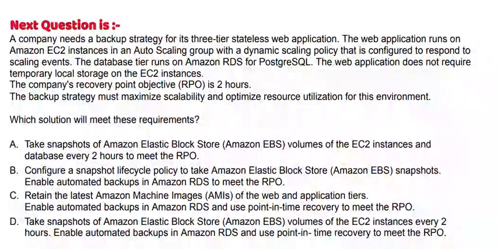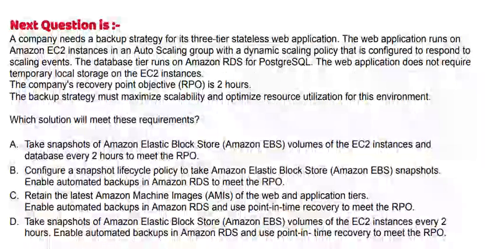The company's recovery point objective is 2 hours. The backup strategy must maximize scalability and optimize resource utilization for this environment. Which solution will meet these requirements? Option A. Take snapshots of Amazon Elastic Block Store volumes of the EC2 instances and database every 2 hours to meet the RPO.